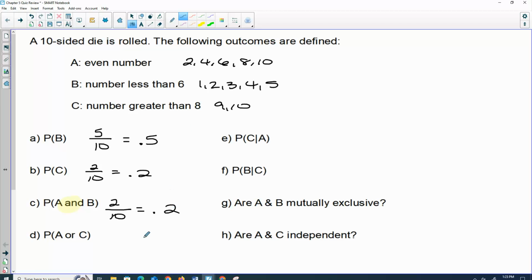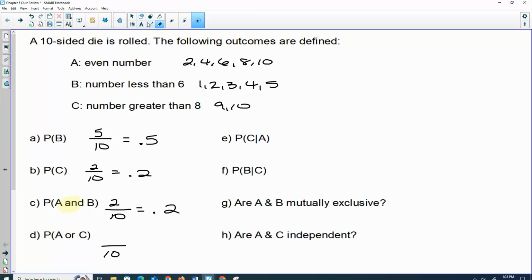A or C. So we still just have 10 sides. I'm wanting anything that shows up in one or the other. So a couple different ways of doing it. You could do the whole formula, the first one plus the second one minus the overlap. You could make a list of the numbers we have. Oh, sorry, I was doing A and B.